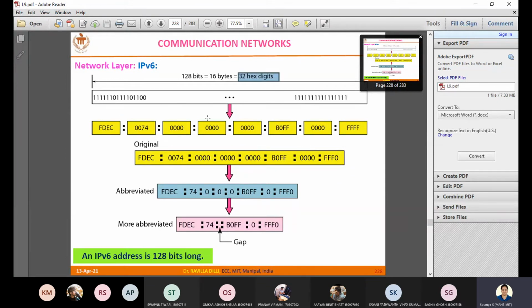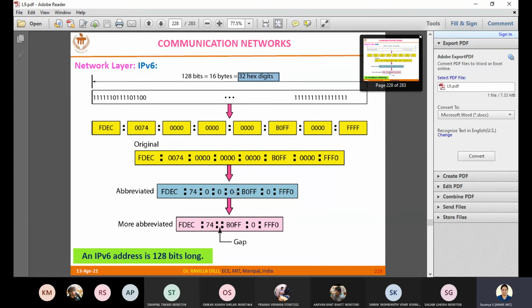So observe this is not a dotted format, but instead it is hexadecimal with a colon in between, colon to separate each hex. Okay, so the first one is FDEC:0074 and so on. That's how it goes on. This is the original IPv6 address. This may further be abbreviated as FDEC:74:000. This is what you have to focus on.